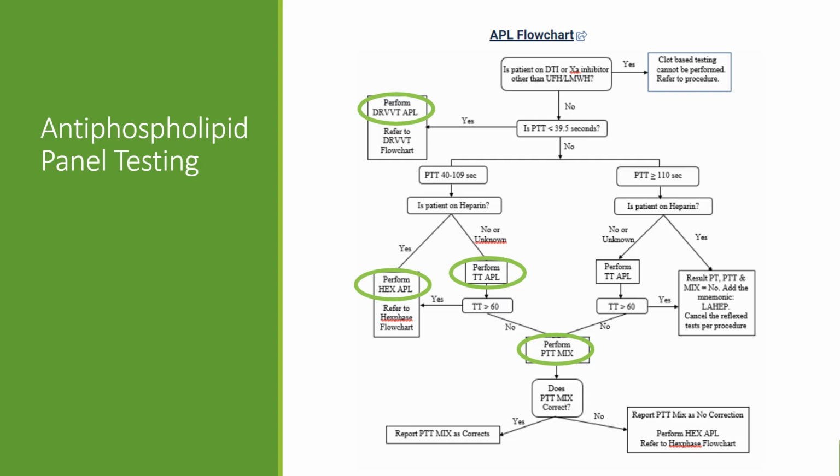If they are not on heparin or they're unknown, we're going to perform that thrombin time. If the thrombin time is greater than 60, we are still going to cancel. And then we will just report out the PT, PTT. And then we will perform the PTT mixing study if it's not greater than 60. And then after we get past that PTT mixing study point, we are going to report it out as a correction or no correction.